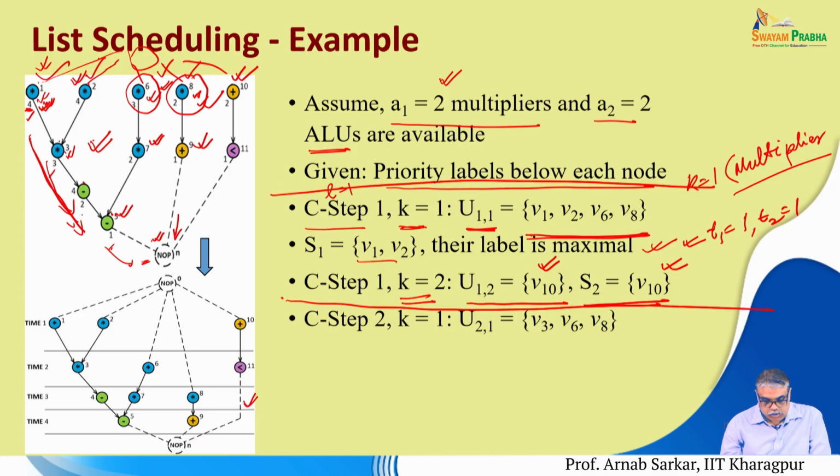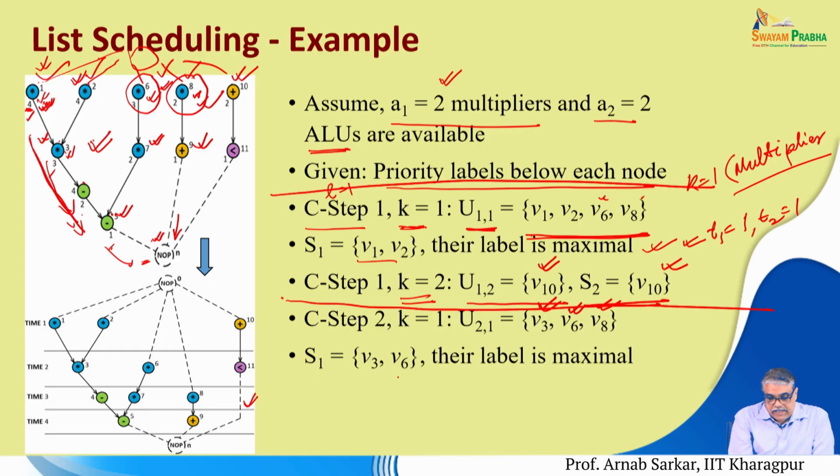Now, we come to time step 2. At time step 2 the ready operations now are V3, V6 and V8. Why? V3 has become ready because both V1 and V2 have already been scheduled. V6 and V8 were already ready, but could not be scheduled in the previous time step because we did not have enough resources. Now, what do we do? We see that among these V3 and V6 have higher labels of priority 3 compared to V8. So, we schedule V3 and V6.